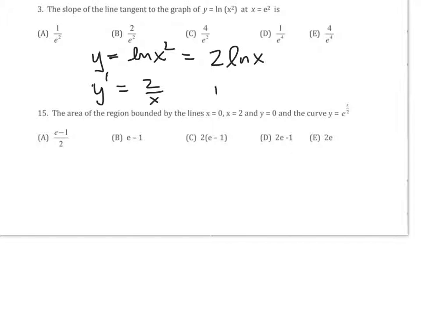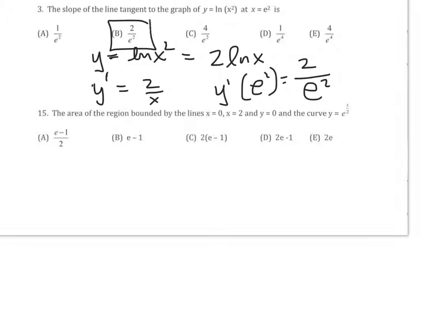And I want that at e squared. So I can get 2 over e squared. I think that's it, and the answer's there. Woohoo. B.